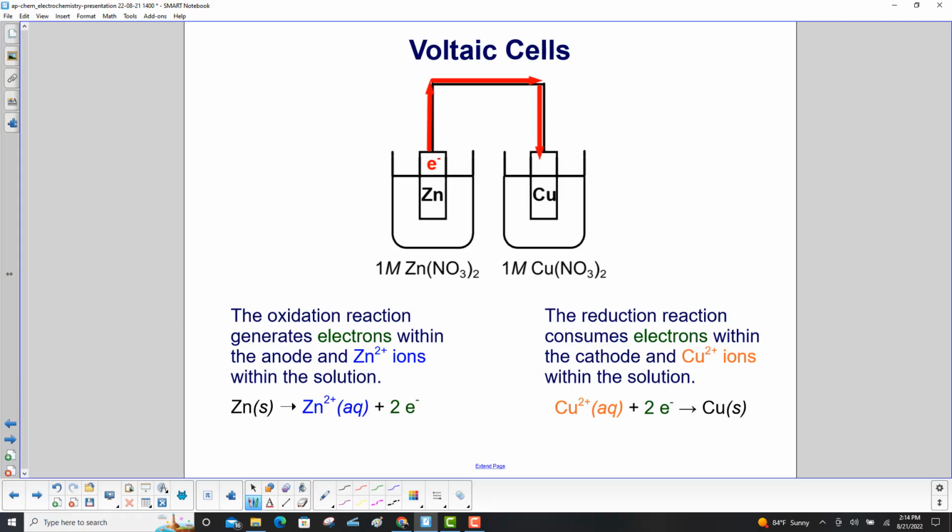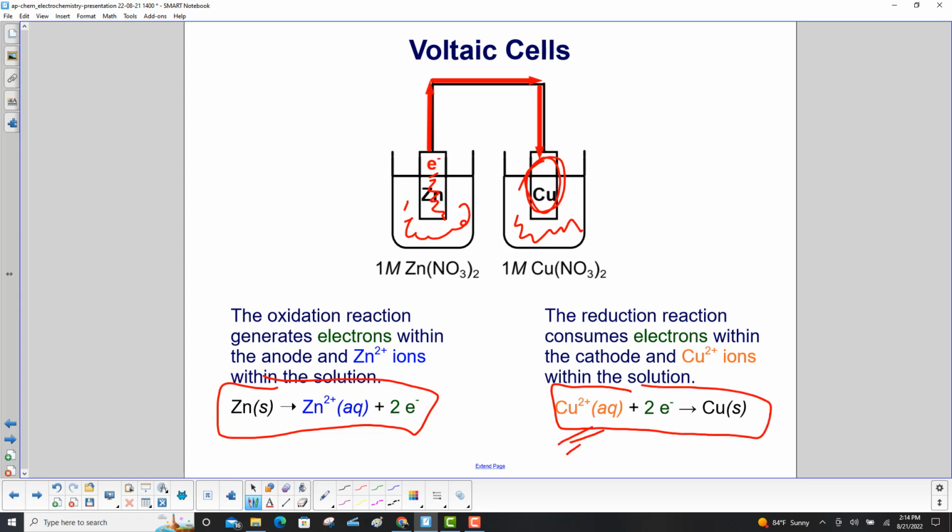Summarizing that, the oxidation reaction generates electrons within the anode, right in here, and zinc 2+ ions within the solution, down here. And here's the reaction. So the solid zinc turns into zinc 2+ aqueous, which means it's dissolved in the solution, plus 2 electrons. The reduction reaction consumes electrons within the cathode, right in there. That's where it's going on. And Cu2+, copper 2+ ions within the solution, right here. It takes up these aqueous ions, picks up the electrons, and builds up more copper there.